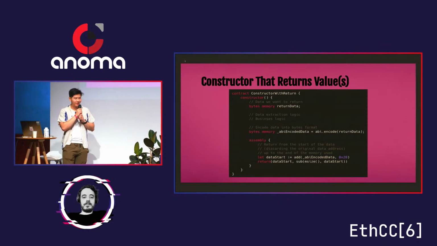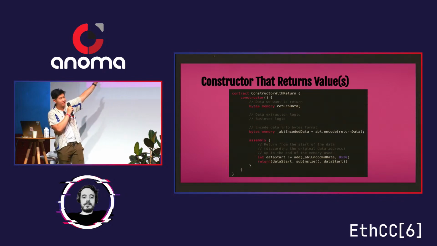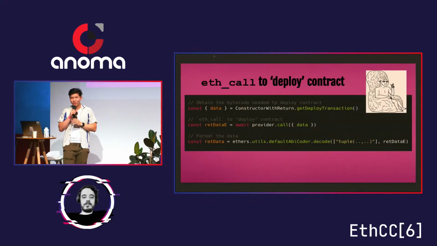To do that, we actually need to write a little bit of assembly magic. We first have to ABI encode it and then do some kind of assembly magic to return the data, because traditionally Solidity doesn't support returning data. I'm just gonna gloss through this. So once we have a constructor that returns the values, we can write our business logic in between to extract the data. We can then use eth_call to deploy the contract. It's not really a deployment because it's a read-only function. And once we deploy the contract, we actually have the data that we need.